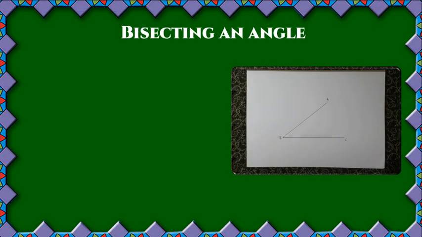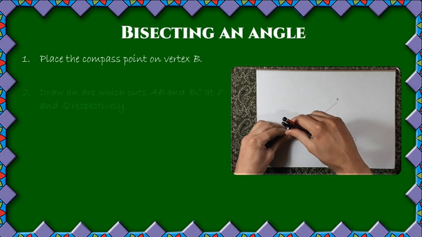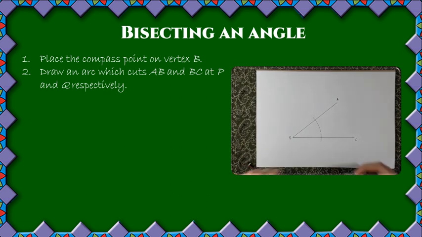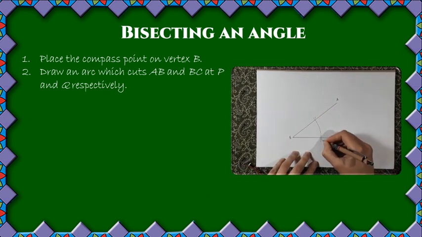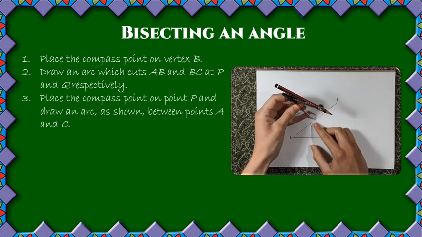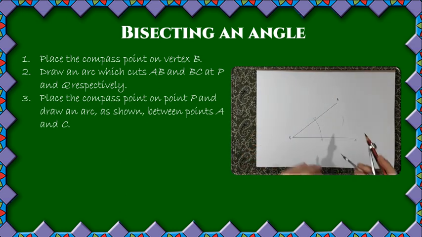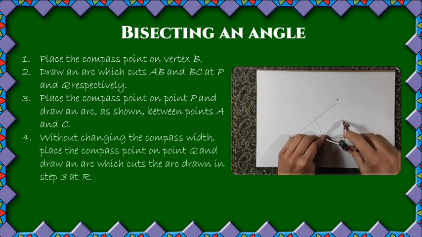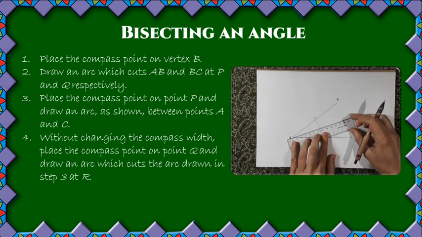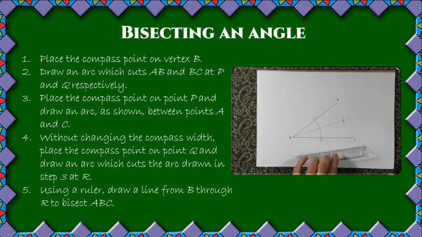First thing we're going to do is bisect an angle. Place a compass point on vertex B, then draw an arc which cuts AB and BC at P and Q respectively. Place a compass point on point P and draw an arc as shown between points A and C. Without changing the compass width, place a compass point on point Q and draw an arc which cuts the arc drawn in step 3 at R. Using a ruler, draw a line from B through R to bisect angle ABC.